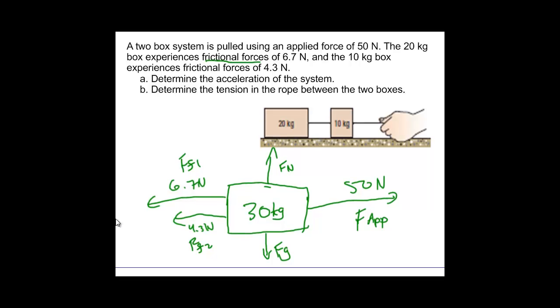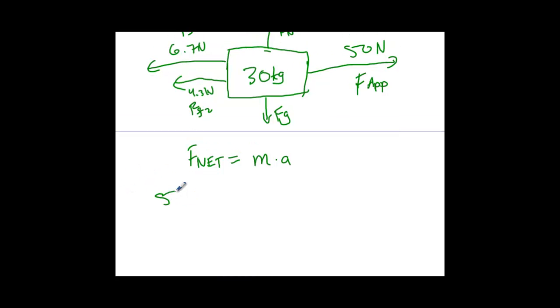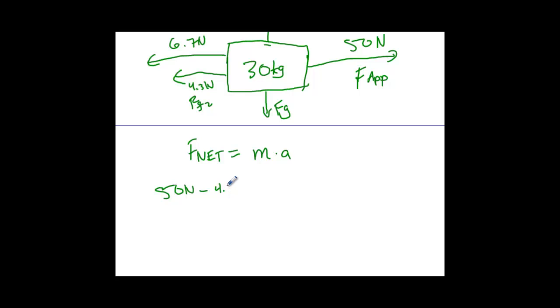So Newton's second law, like we're going to use so many times in this unit, the net of all your forces is your total mass times acceleration. And we can probably skip down a step here. You've got 50 newtons pulling one way, but you've got to subtract 4.3 newtons. You've also got to subtract 6.7 newtons. The entire mass was 30 kilograms, so let's solve for acceleration by dividing by 30.